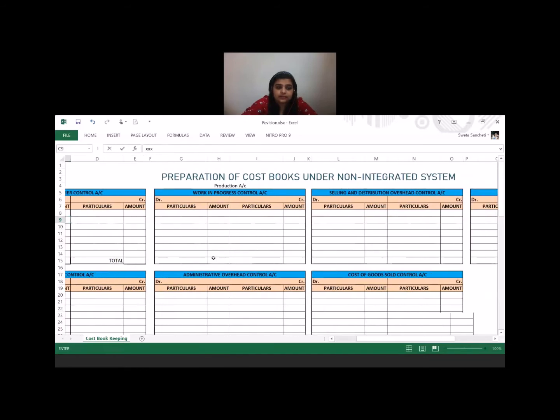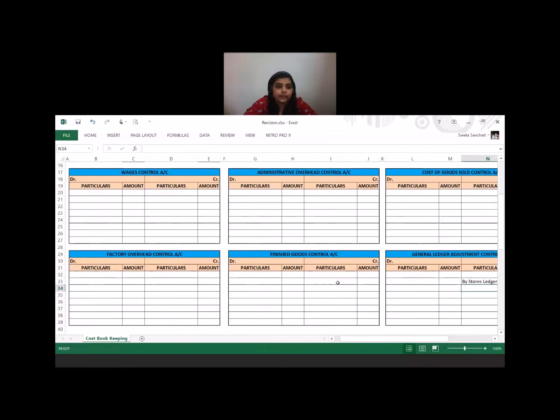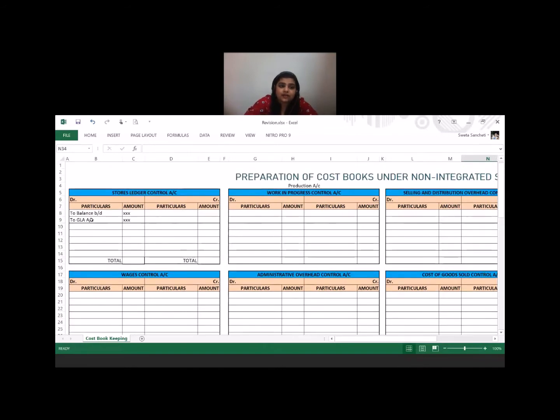And purchases will be by stores ledger control account. So my purchases are recorded. Now next, I have made the purchases. I had some opening balances.